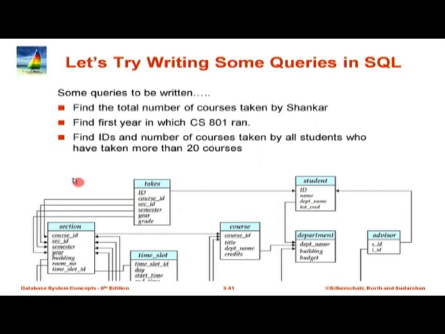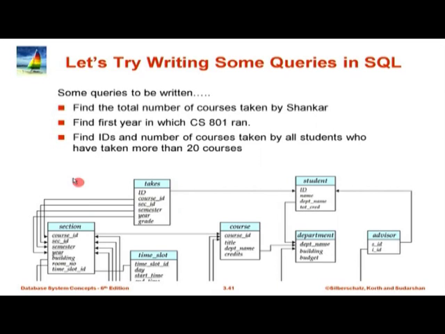So how do we find the first year, the earliest year? That's easy. We just say find min year from section where we want to restrict it to course ID equal to 801. So we'll say where course ID equal to CS801. So that's a very easy query.